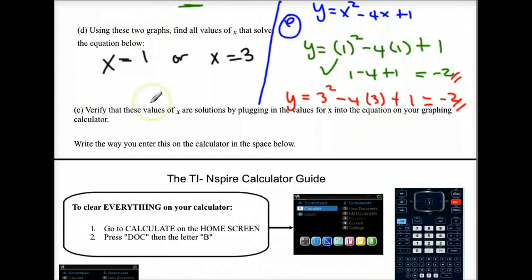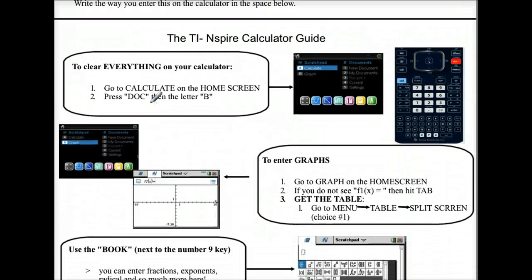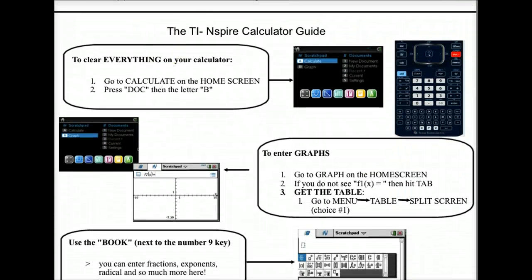Now really quick, most of us forgot how to do these on the TI Nspire. So I made a little cheat sheet for you. The first thing it says is to clear everything on your calculator. Whenever you get a calculator, other people have been working on it. So on the home screen, go to A, which is calculate. Then you're going to press DOC, it's lit up in here, and then the letter B. That's going to clear everything on the calculator.